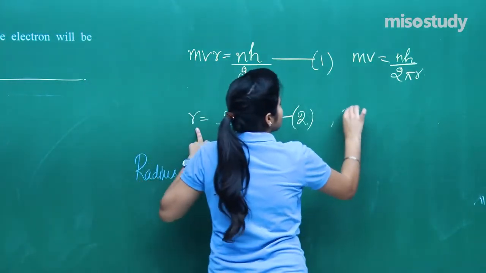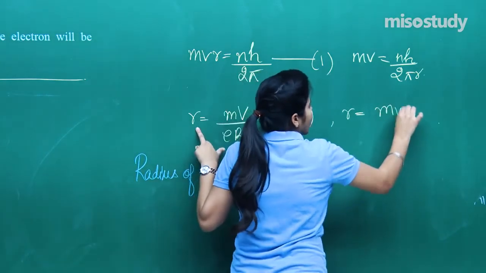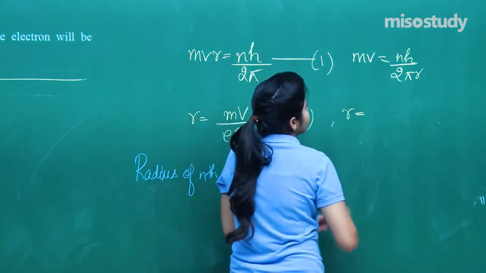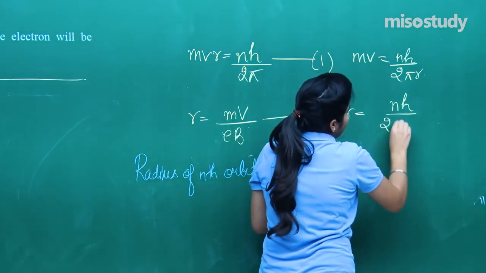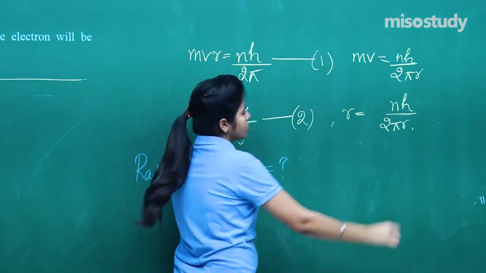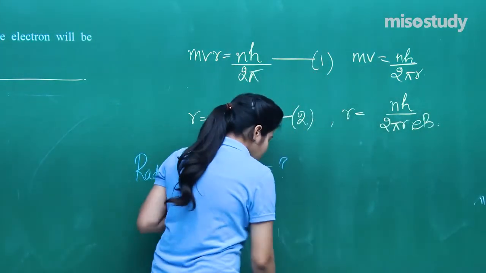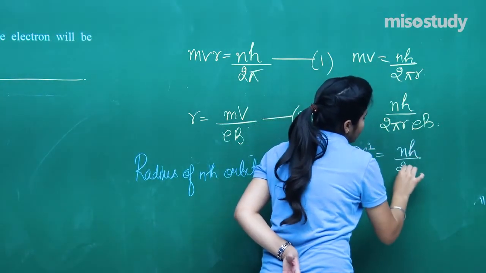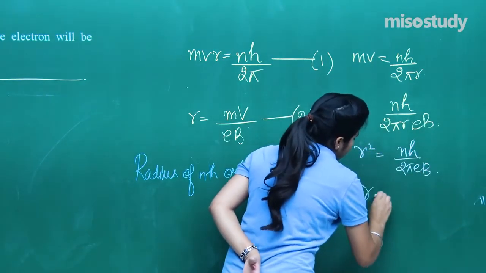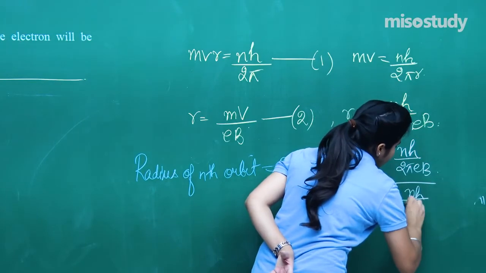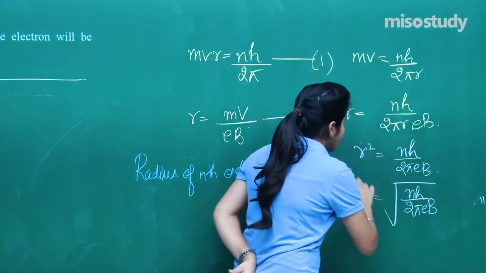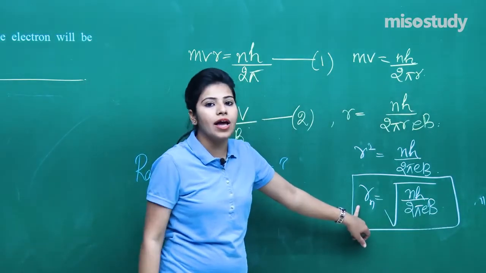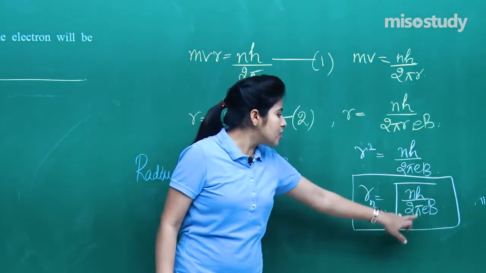So my r will be equal to mv upon eB, and in place of mv we place nh upon 2 pi r, into eB. So from here you can see r squared equals nh upon 2 pi eB. That is, r equals the square root of nh upon 2 pi eB. Let us check whether this is the correct option, because this is the radius for the nth orbit: rn equals the square root of nh upon 2 pi eB.